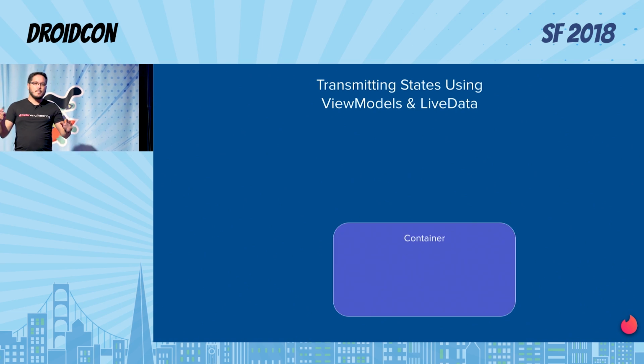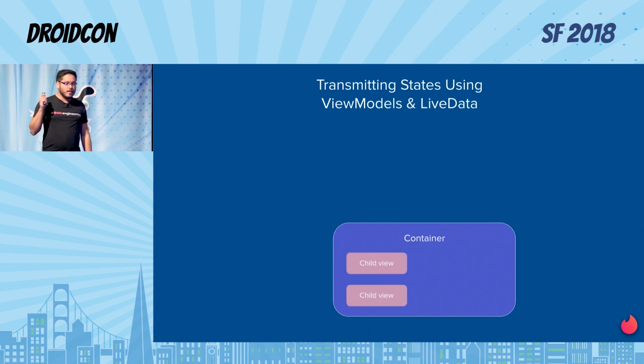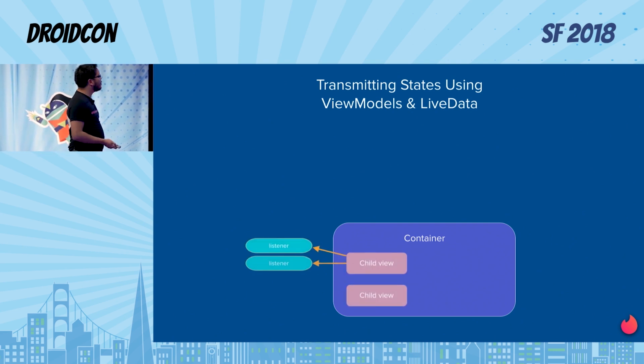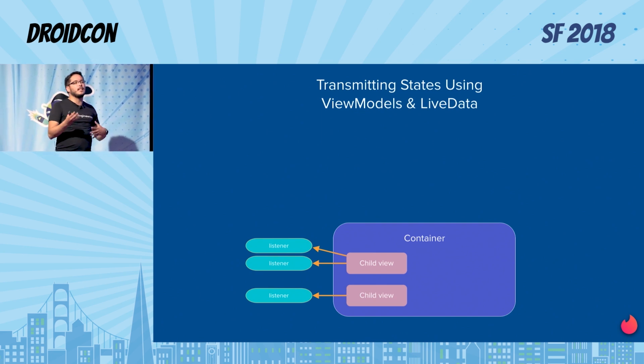Okay, so let's imagine a whole hierarchy of views and fragments and containers. Let's say we have this container, which could be a view group, could be a fragment, could be an activity, depending on how you like it. I have a child view here, another child view, and those have their listeners. And when we talk about listeners here, we're talking about click listeners, drag listeners, like we mentioned before.